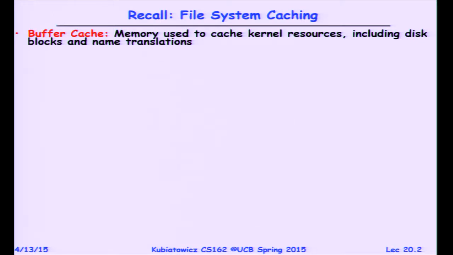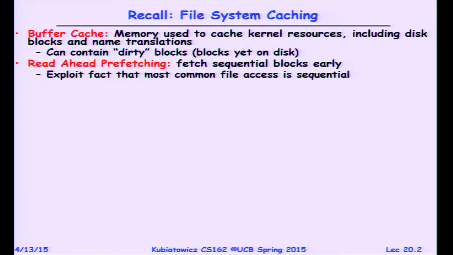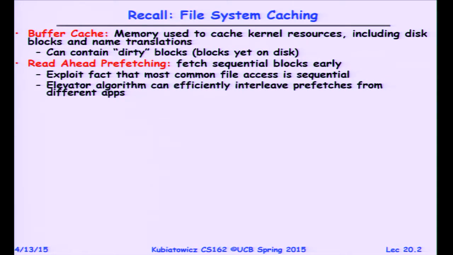We mentioned the buffer cache, that is basically memory used to cache kernel resources, including disk blocks and name translations. We talked about read-ahead prefetching, which is fetching sequential blocks into the buffer cache, and it exploits the fact that most file access is sequential, so you read a few ahead. The other nice thing is that an elevator algorithm can effectively interleave prefetches. So if you have a lot of different processes going after the disk at the same time, the prefetching can actually get some locality out of that access pattern. And of course, the real question is how much you prefetch. You've got to be a little bit careful about that.